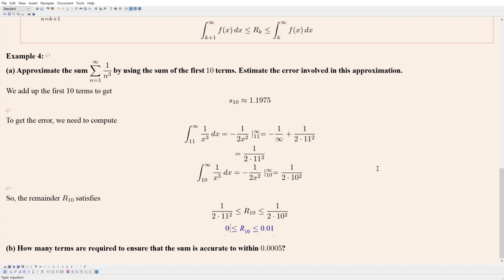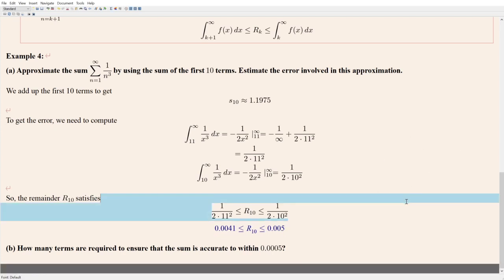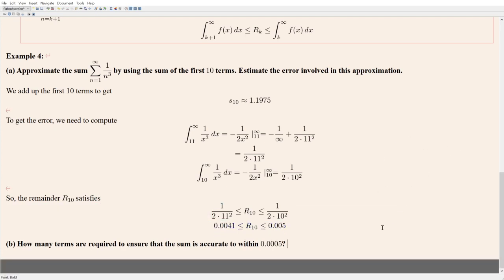Okay. All right. So that's not too bad. So the error, which is to say the difference between this and the true value, is guaranteed to be smaller than 0.005. So if you were only interested in the first 2 digits of precision, then this would be an okay approximation.